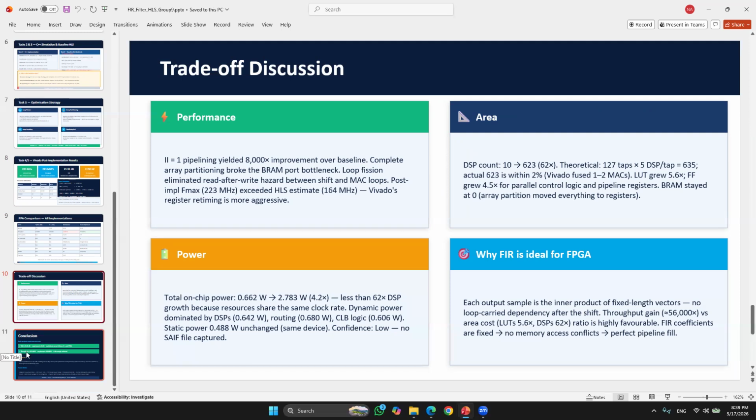Power is also worth discussing. We went from 0.662 to 2.783 watts, only 4.2 times growth despite a 62 times increase in DSP count. The reason is that those extra resources are clocked at the same rate, and many of them are idle on any given cycle. The dominant power consumers are the DSPs at 0.64 watts, signal routing at 0.68 watts, and CLB logic at 0.61 watts. One thing to note, Vivado flagged the power estimate at low confidence because we didn't capture a switching activity file. For a more accurate number, you need to run a post-implementation simulation and feed the data back in.